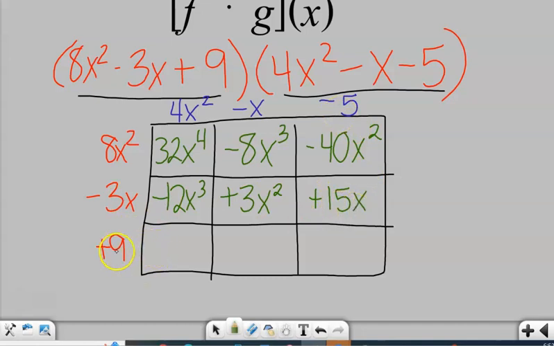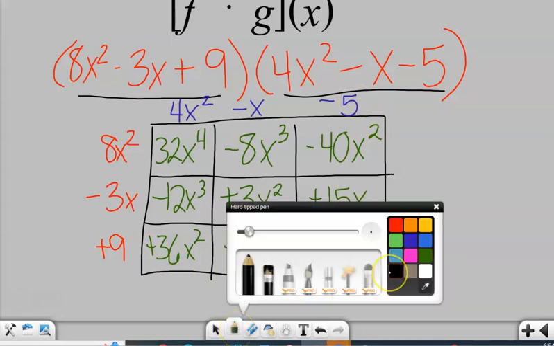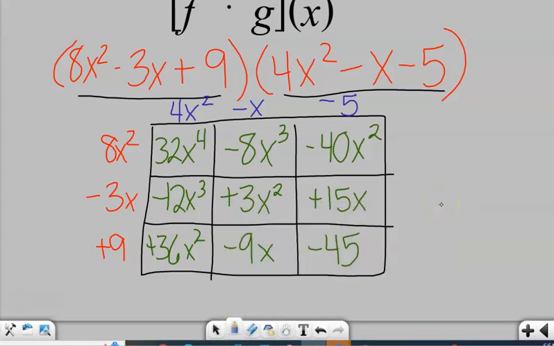And then in our last row, positive 9 times 4x squared would give us positive 36x squared. In the middle, 9 times negative x is negative 9x. And then 9 times negative 5 is negative 45. And then we would have to go through and add our like terms. Again, the reason I like the box is that my like terms usually end up on a diagonal. So my biggest exponent is 32x to the fourth. And then I have my thirds. Negative 12 and negative 8 give me negative 20x to the third when I add.